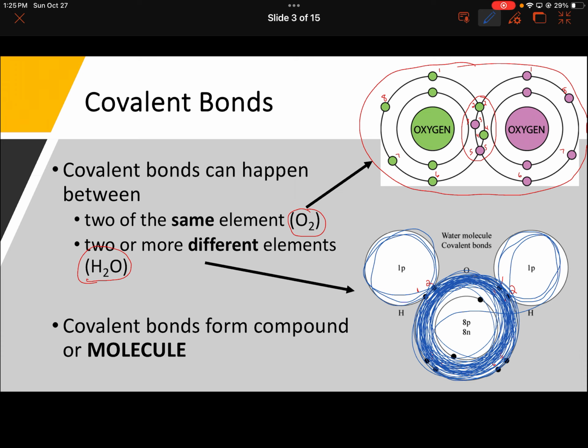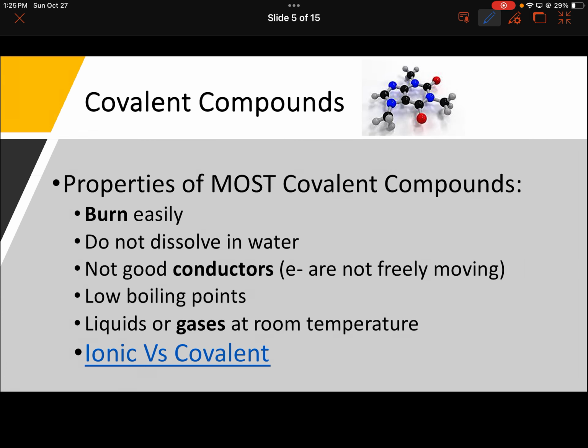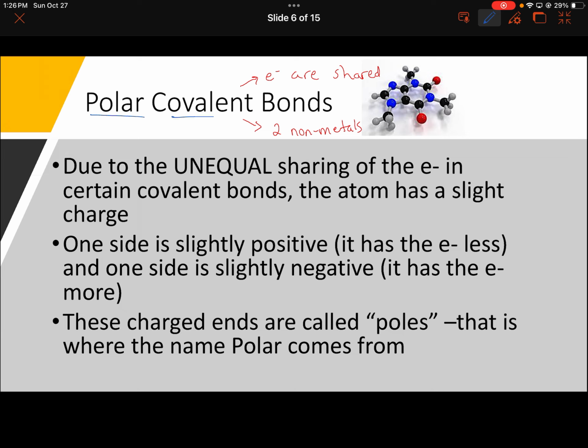Since those electrons are spending more time around the oxygen, and electrons are negative, the oxygen carries a slight negative charge, and the hydrogen side carries a slight positive charge. Scientists call these poles, just like the North Pole and South Pole. So when we're looking at polar molecules, we've got polar covalent bonds. Due to unequal sharing, the atom has a slight charge. Again, in water, oxygen is slightly negative, hydrogens are slightly positive.